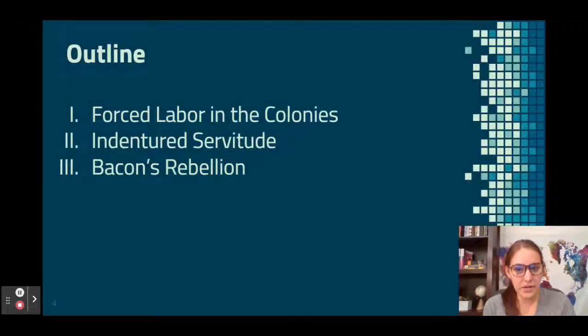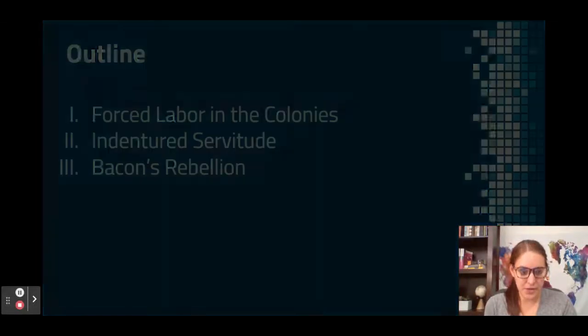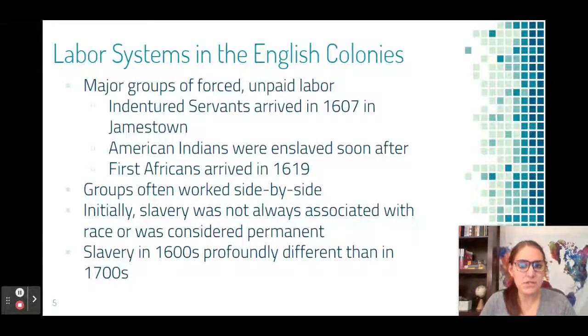So here's your outline. We're going to briefly address forced labor and then talk about indentured servitude and finally end with Bacon's Rebellion. So labor systems in the English colonies, as far as forced unpaid labor goes, there were three types or three groups affected. There were the indentured servants, which began right away in Jamestown, American Indians who were enslaved soon after, and then finally the Africans that arrived in 1619.